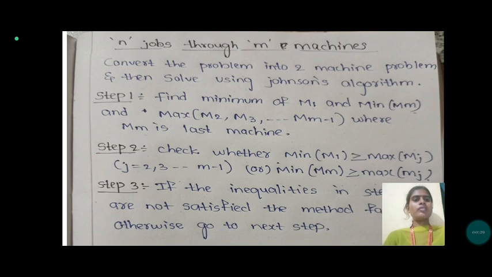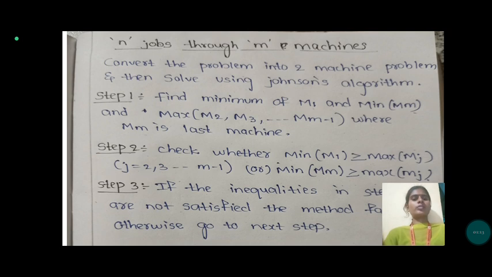First one, find the minimum of M1 and minimum of Mm and maximum of M2, M3 and so on up to M minus 1, where capital M is the last machine. And the second step, check whether minimum of M1 is greater than or equal to maximum of Mj, where j equals 2, 3 and so on up to M minus 1, or minimum of Mm is greater than or equal to maximum of Mj.